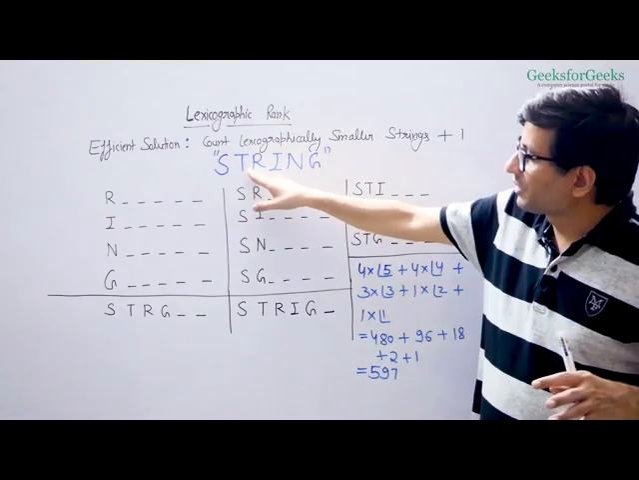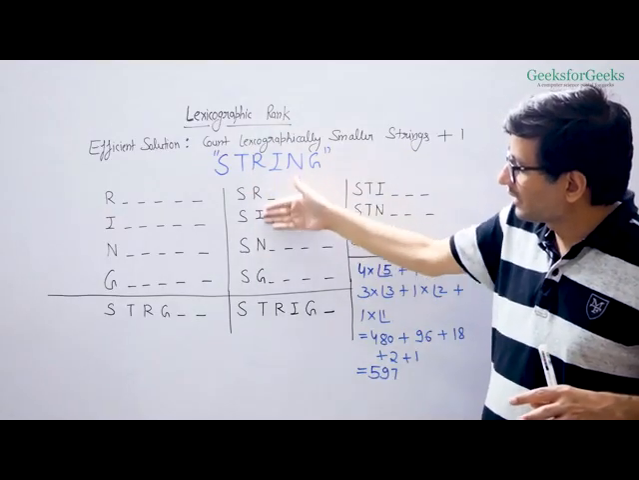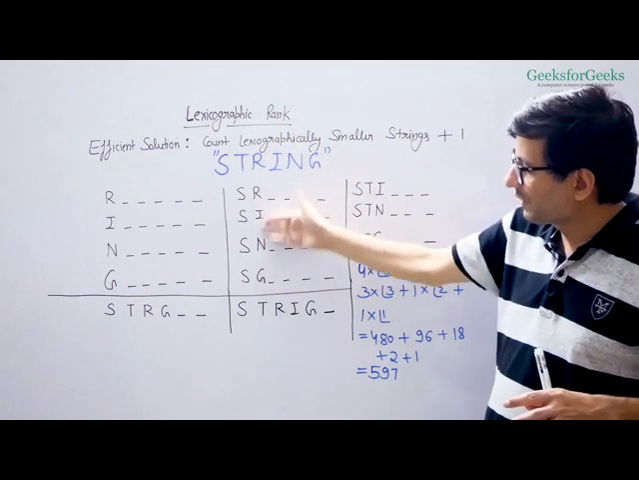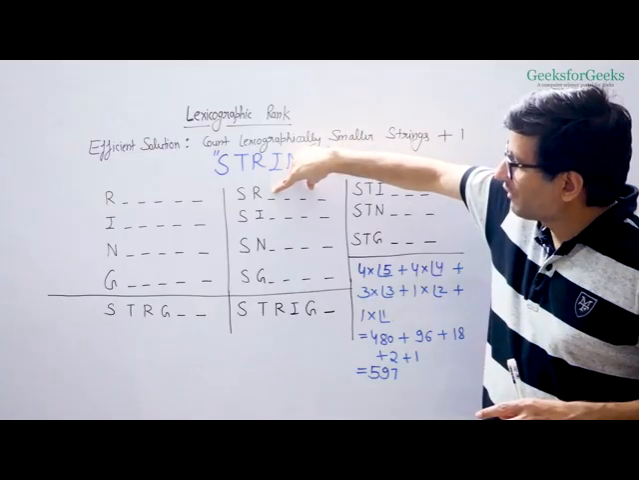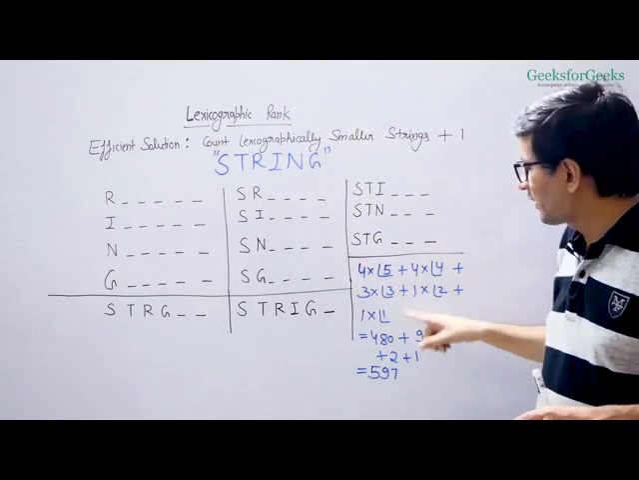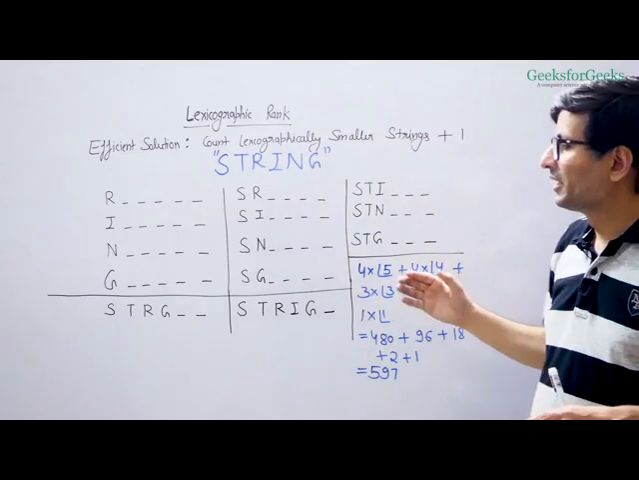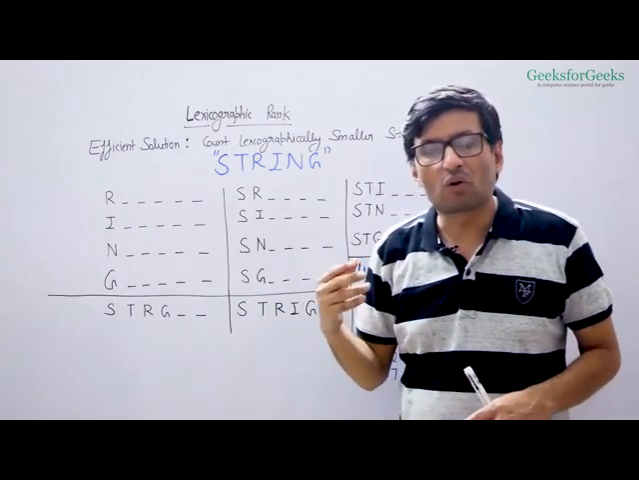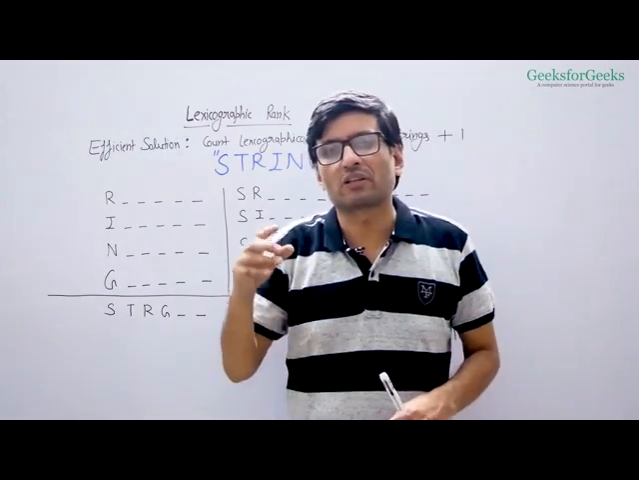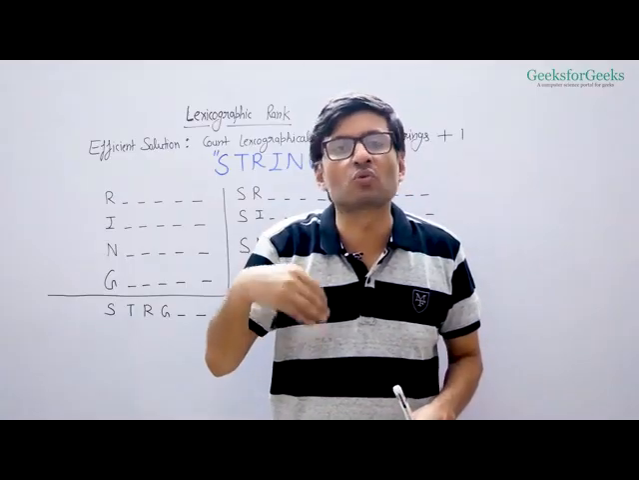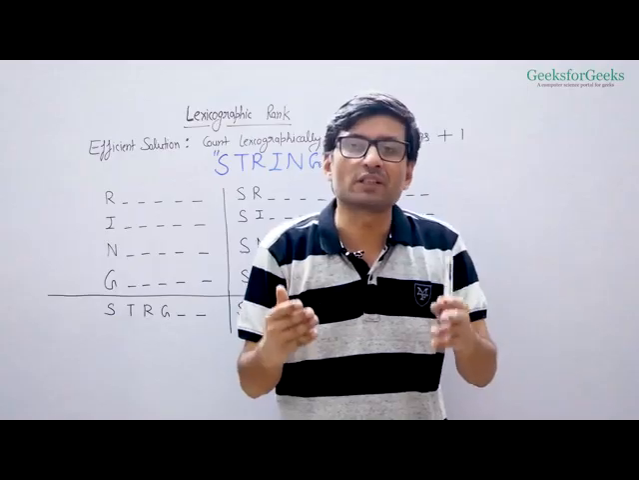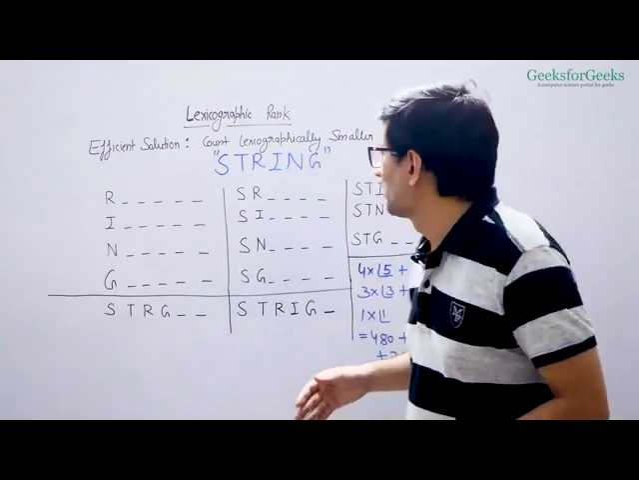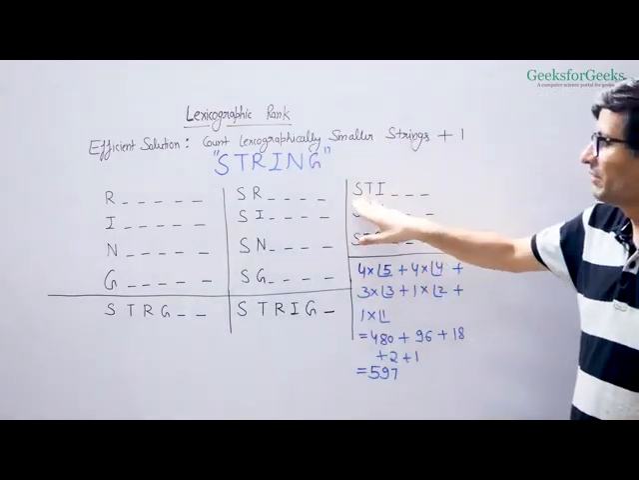If I put in place of T 4 smaller characters, I'll get these 4 different prefixes, and for every prefix I will have factorial 4 strings. So I have 4 into factorial 4. So now I have counted all the strings that begin with S but do not begin with T. Now I am going to count the strings that begin with S and T. So these are the strings that begin with S and T.